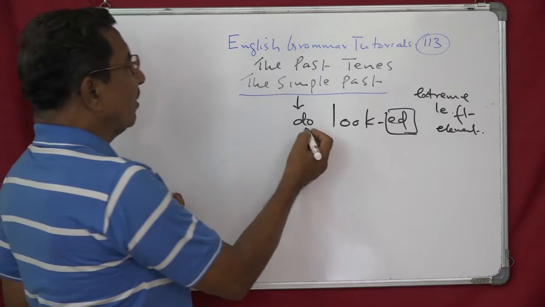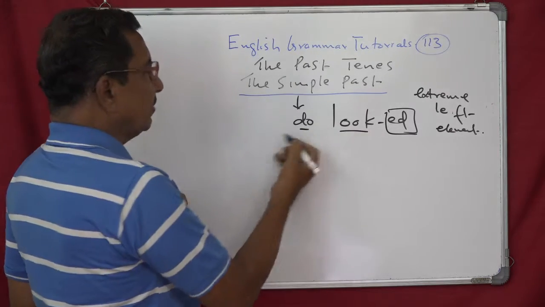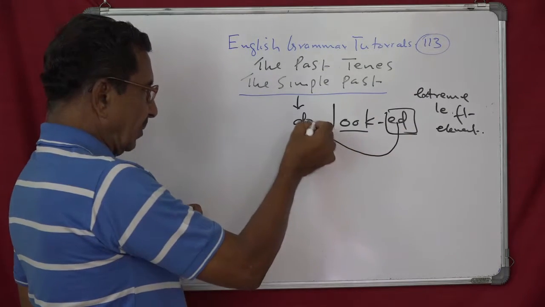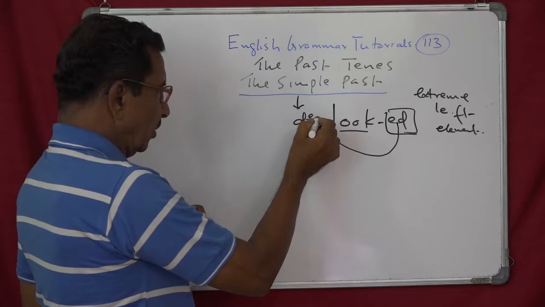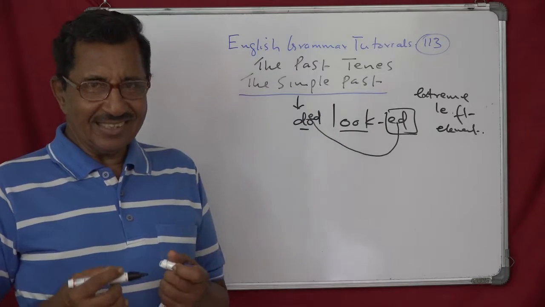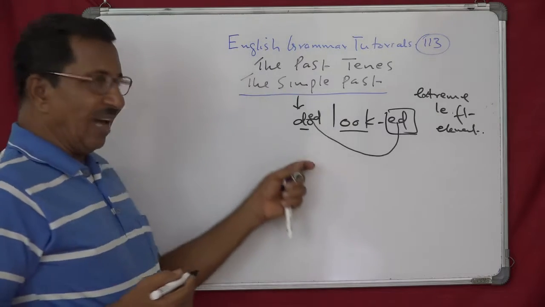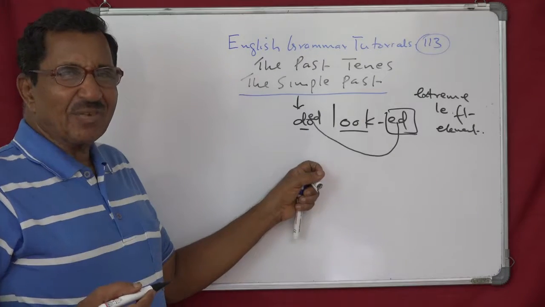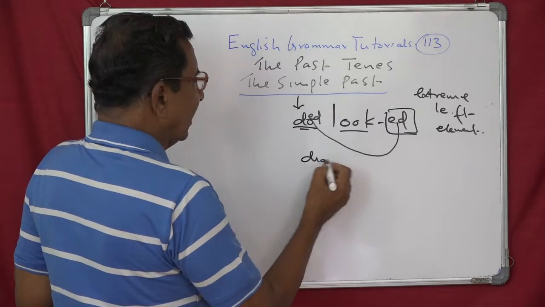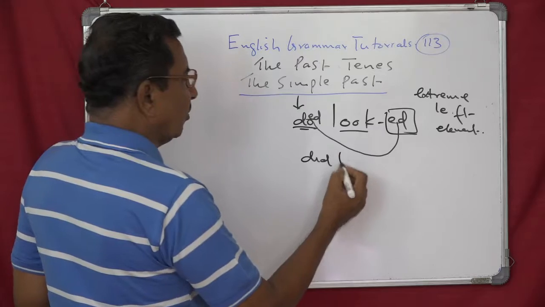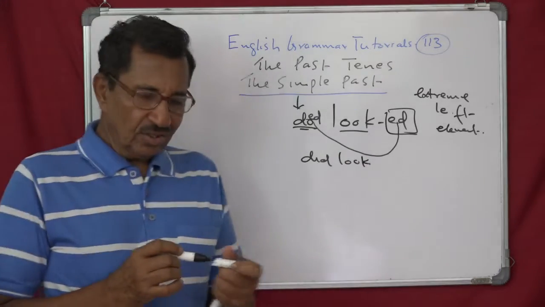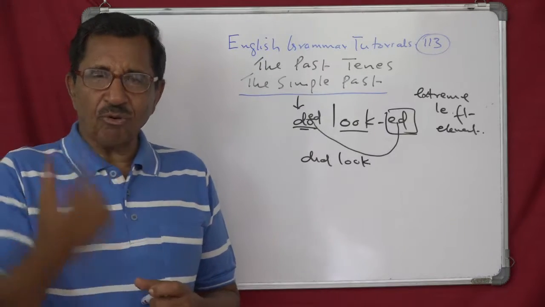Now this is the extreme left one. Extreme left is this. So you have to take this tense marker and bring it here. Then it will be do-ed, duet, isn't it? After some time, because it is very difficult to say duet, duet became did. So now what remains here is only look. So that is did look. So looked is equal to did look.